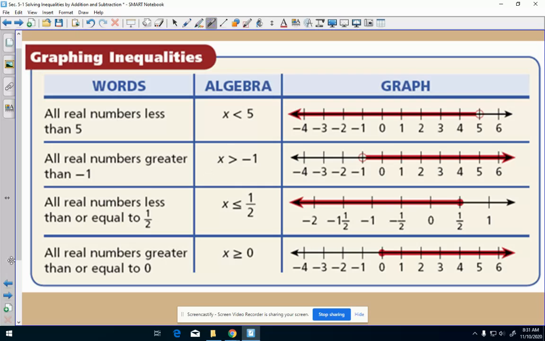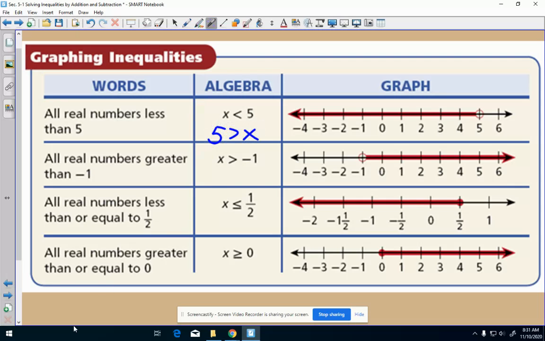Make sure that variable is written first. Like if I took this statement and flipped it, how would you read this right here? X is what? Less than 5. If you turn that statement around, you would say 5 is what in relation to X? 5 is greater than X, right? So it would look like this. 5 is greater than X.